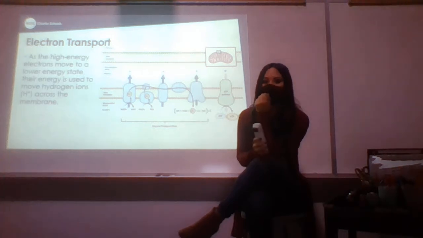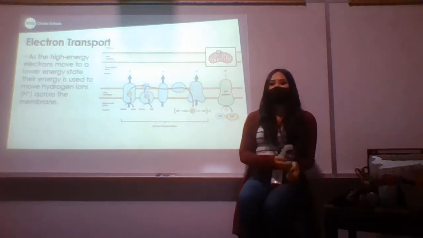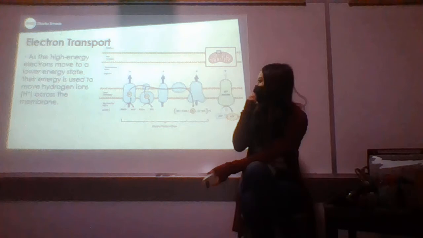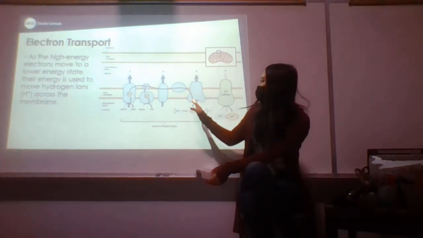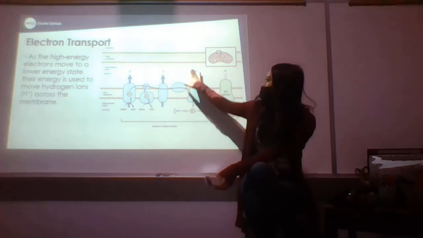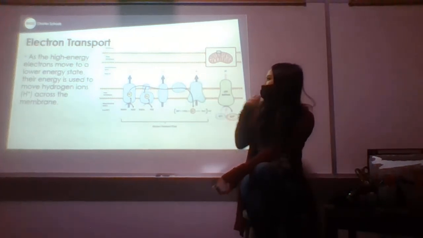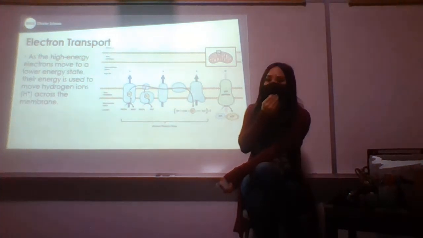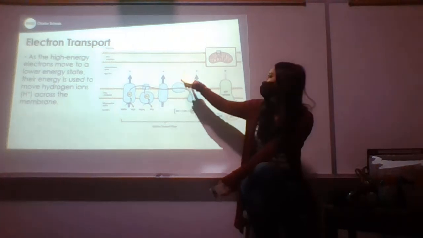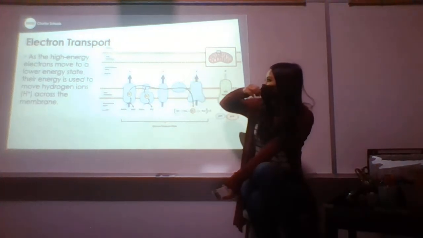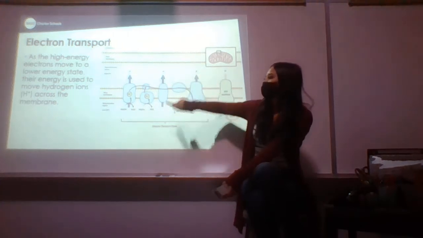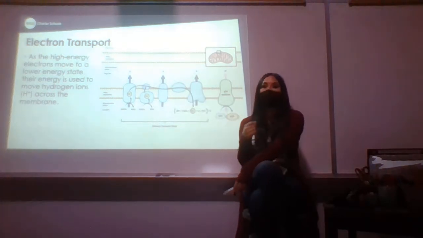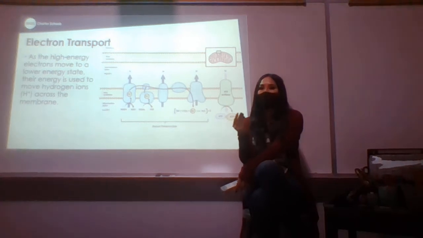Okay, so as high energy electrons move to a lower energy state, their energy is used to move hydrogen ions across the membrane. So hydrogen ions are going to move from the mitochondrial matrix into the inner membrane space, okay? So this is going to be an example of active transport because there's going to be a high concentration of hydrogen in the inner membrane space and a low concentration down here. So if we're moving from a low to a high concentration, that's going to require energy, right? So this is an example of active transport.